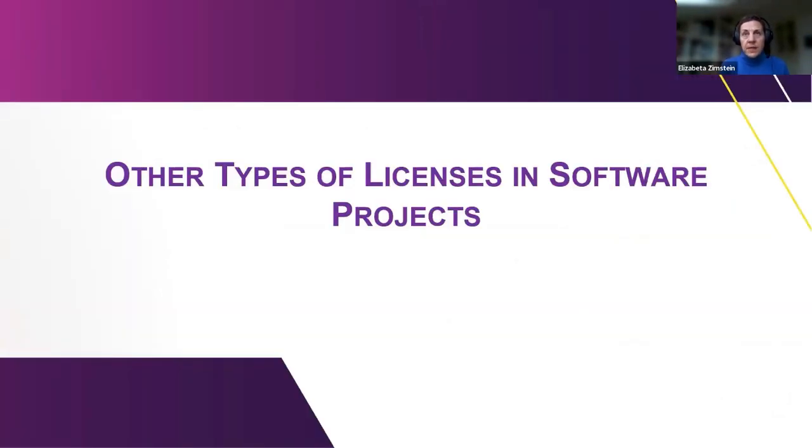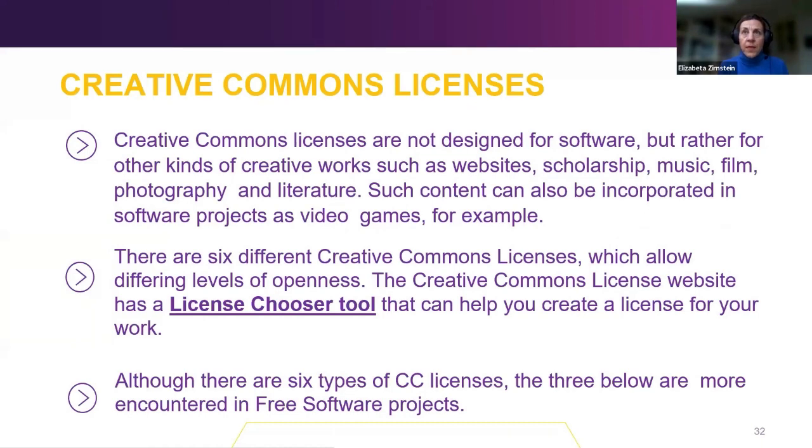So after this excursion into the world of open source software licenses, also other licenses have to be mentioned. These licenses were not designed especially for software projects, but rather for other kinds of creative works such as websites, scholarships, music, film, photography, and literature. Well, such content can also be incorporated in software projects, as video games, for example. So they should be mentioned, and these are Creative Commons licenses.